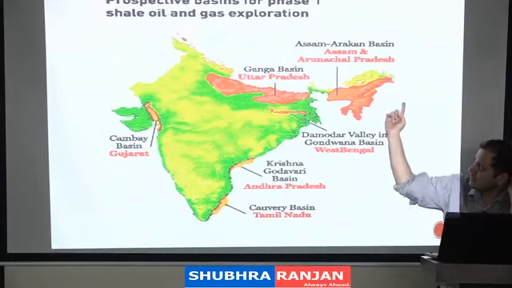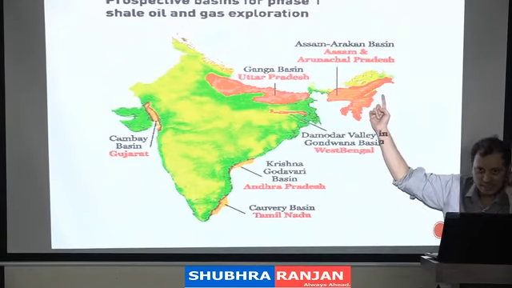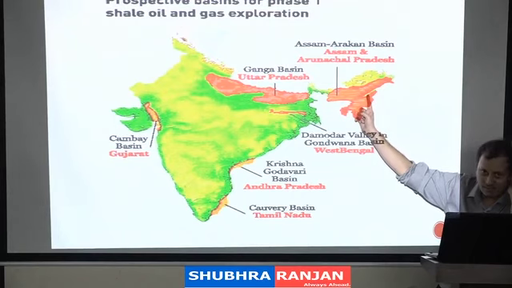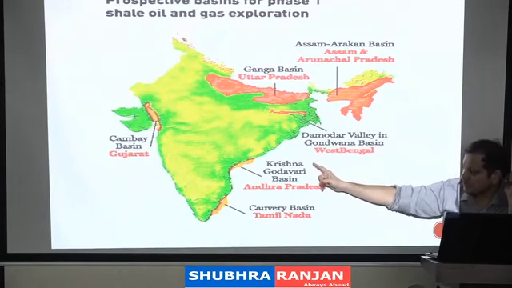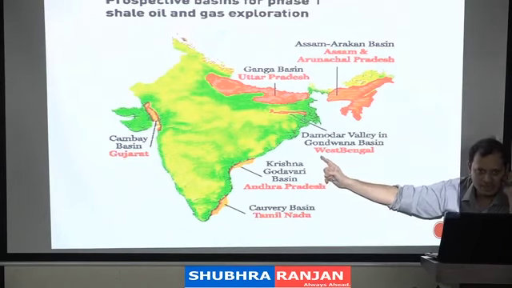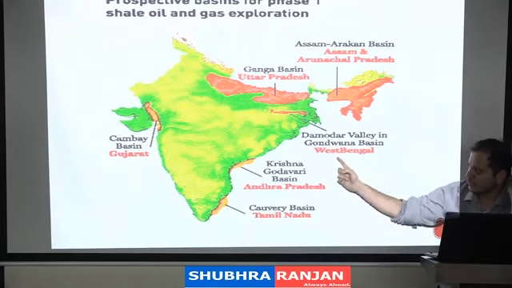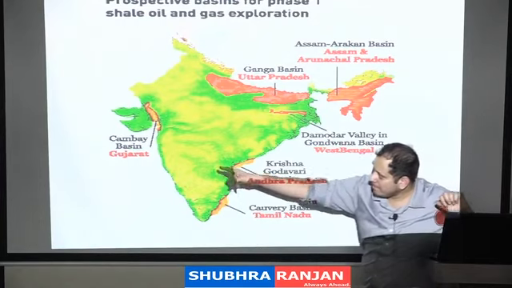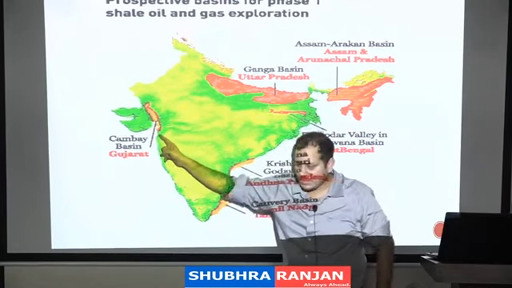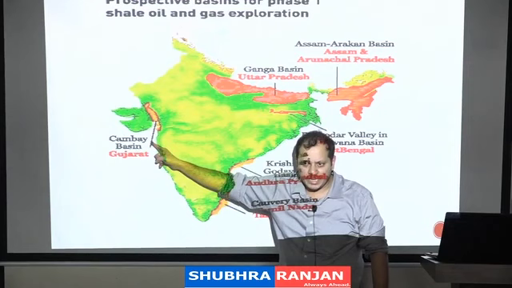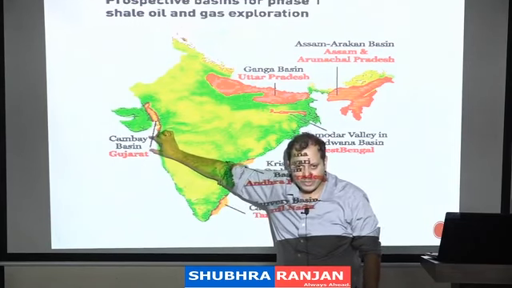So these are the important regions of shale gas. This entire region, Assam, Arunachal, but the potential is highest in the KG basin region and the Kaveri basin region. We also have it in the Gondwana region and the Cambay region. Here there are already oil fields. India's most important oil field, Bombay High, and the richest oil field in India, Basin High, both are located here.